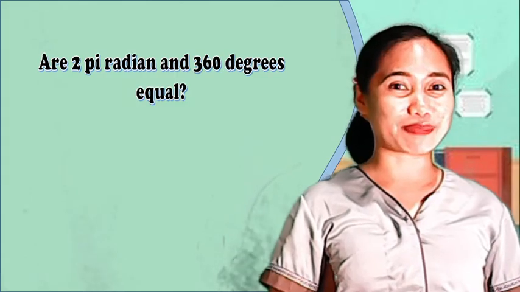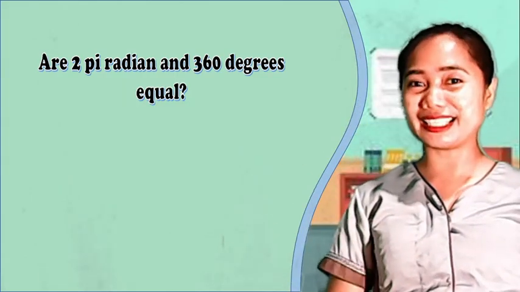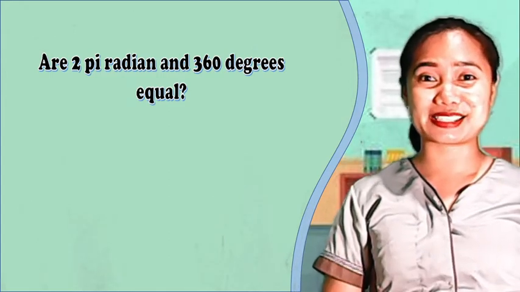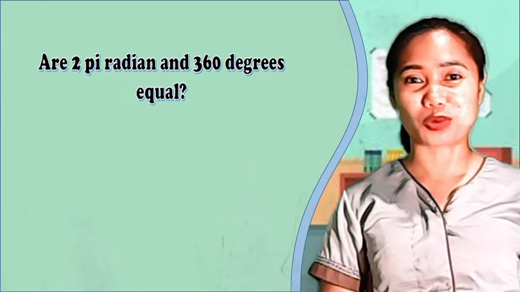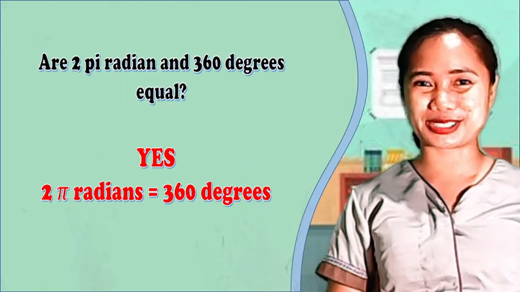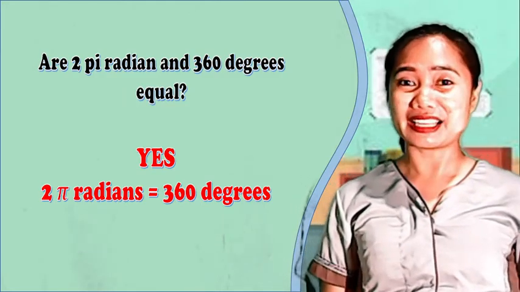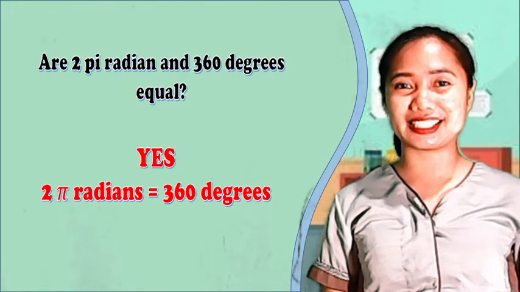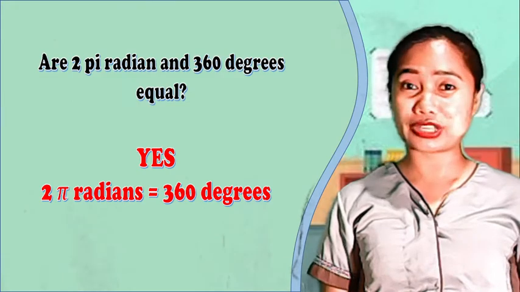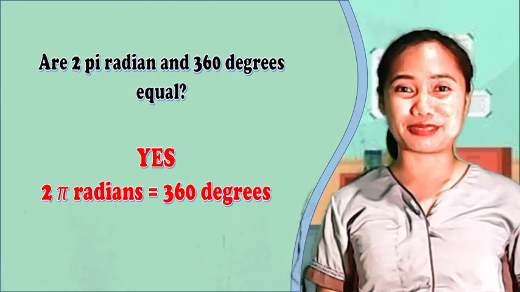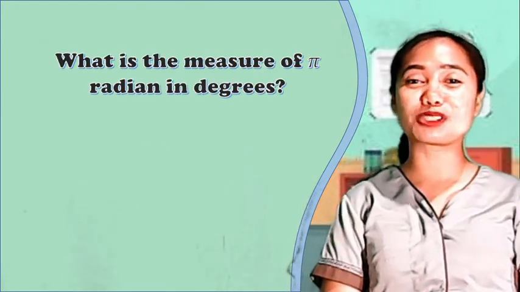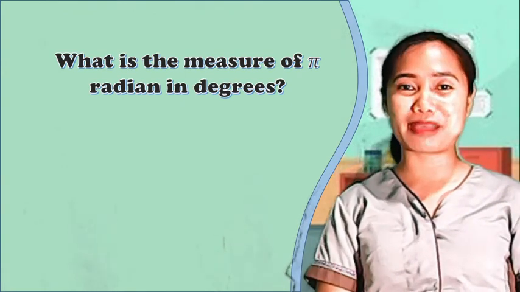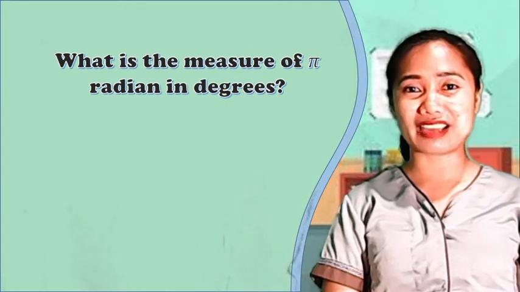Remember the transitive property? Equals, being equal to equals, are also equal. That is the statement of Euclid, which is one of his first 5 postulates. So it means that 2 pi radian is equal to 360 degrees since they are both equal to 1 revolution. Now, since the measure of 2 pi radians is 360 degrees, how much is the measure of 1 pi radian?